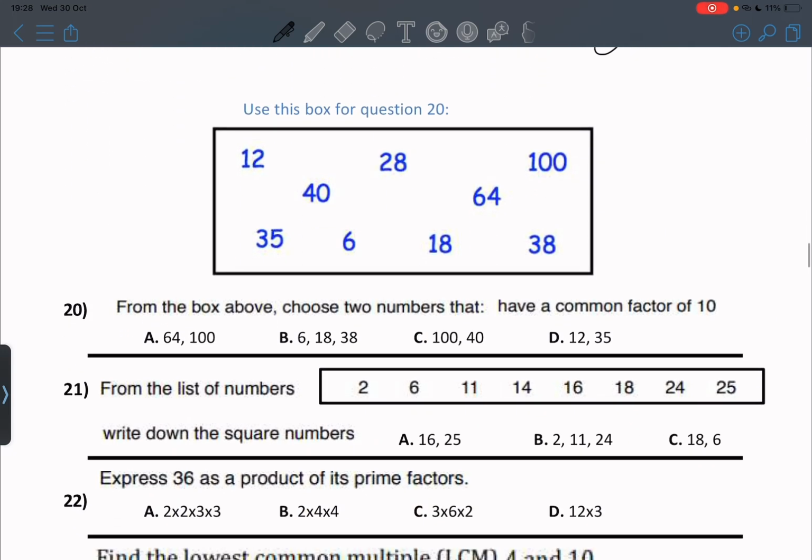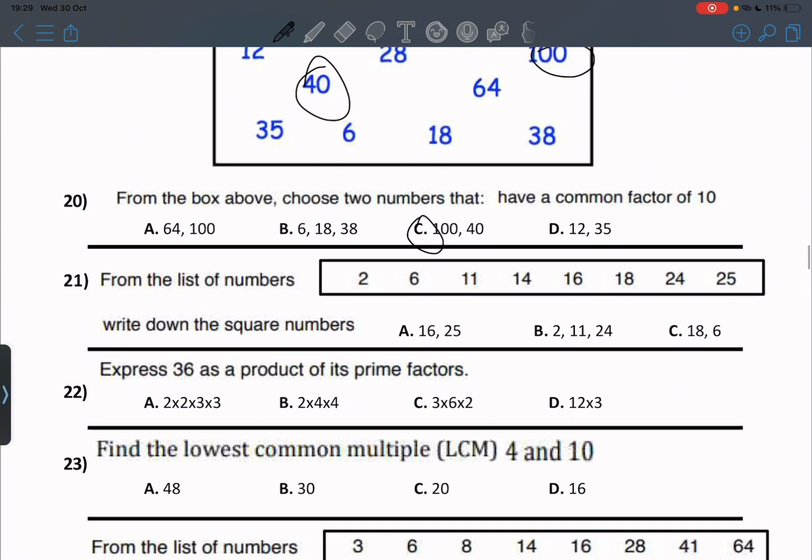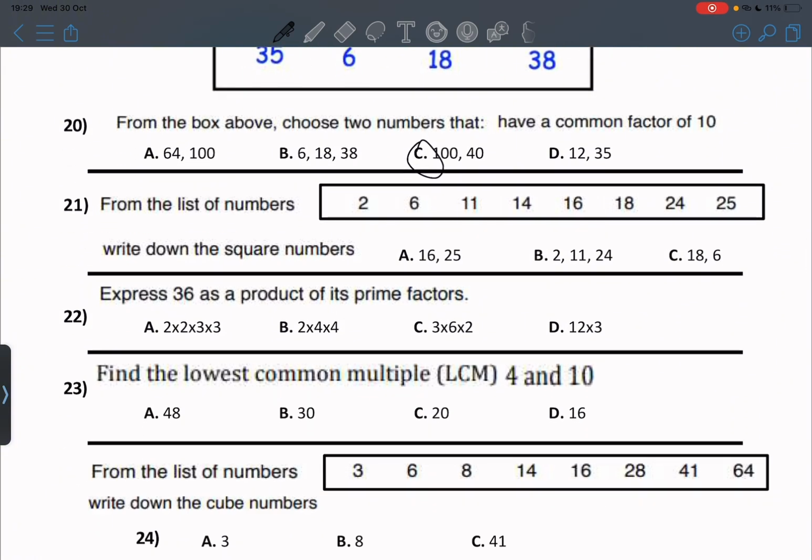Alright, question 20. So use this box for question 20. It says, from the box above, choose 2 numbers that have a common factor of 10. Okay, so 100 and 40 both have a common factor of 10. Option C. Question 21. From the list of numbers, write down the square numbers. So 16 and 25, these are both square numbers. Seems to be the only ones.